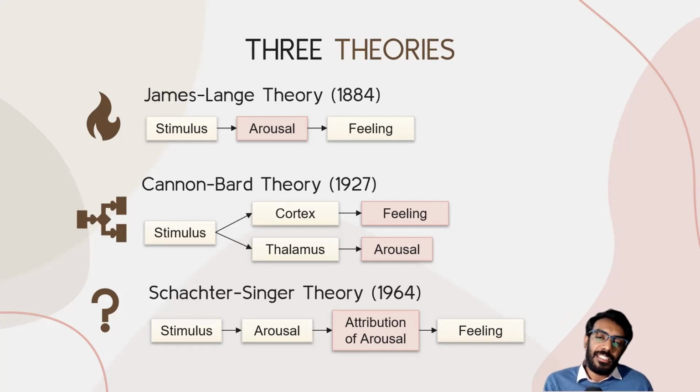And what they found is that the second group of people had an exaggerated feeling of happiness in the same situation, because the arousal was already happening because of adrenaline, but now they attributed this arousal to the feelings of happiness that this person is sharing versus the feelings of anger that the other person was sharing, right? So based on this, they formed the Schachter-Singer theory, which remained the mainstream theory for quite a long time, right?